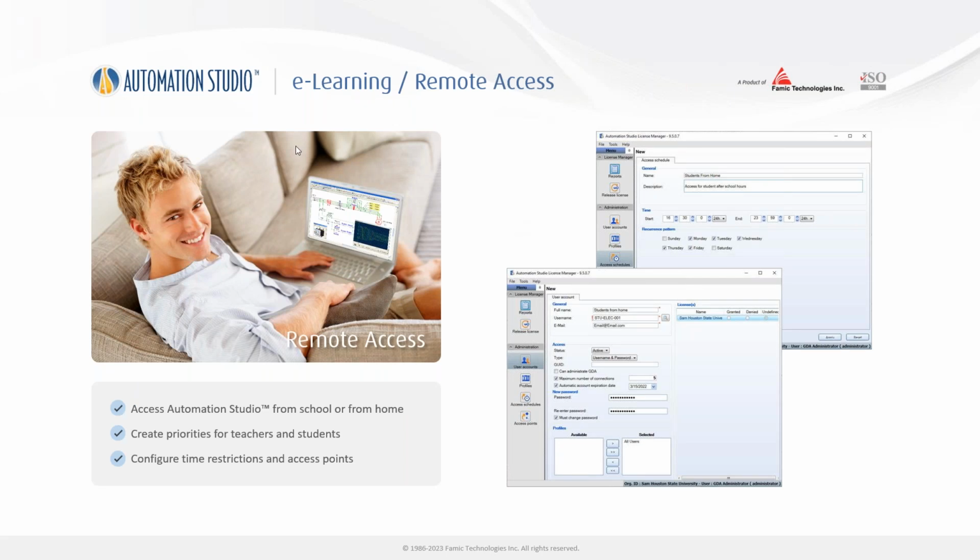This software has e-learning and remote access. The software can be used in schools, then in homes. It will give access to Automation Studio from school or from home. This will create priorities for teachers and students, and will configure time restrictions and access points. So students can complete their work at home as well, and then they can submit their assignments to their teachers, and this will help them gain their knowledge as well.